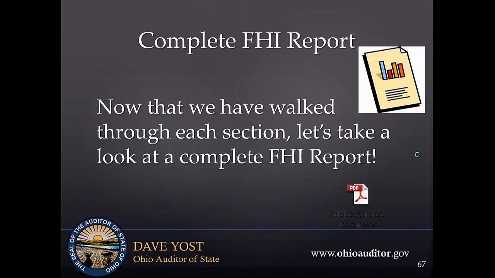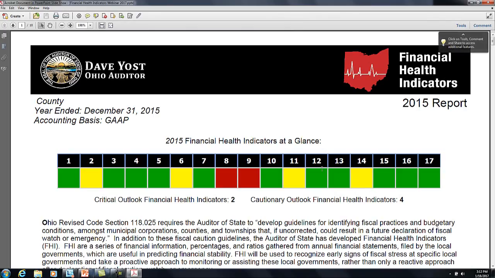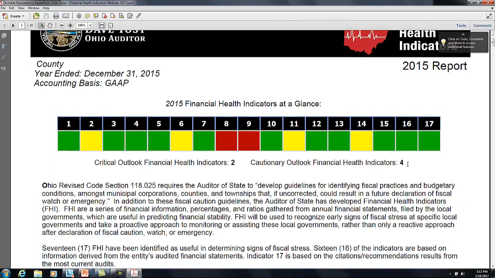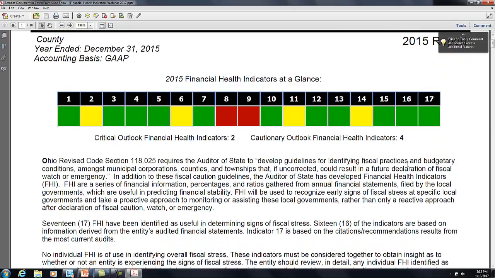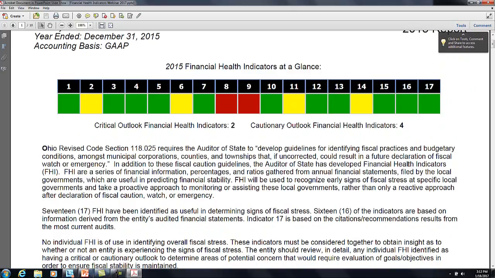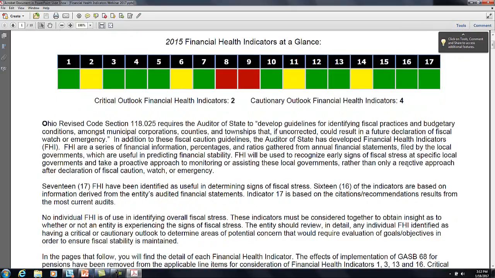Now that we've walked through each section, let's look at a complete financial health indicators report. So you will see, as we told you earlier, the financial health indicators at a glance at the top of the report. It will also give you a count of total critical outlook and cautionary outlook indicators. There will be language to describe the purpose of the report.